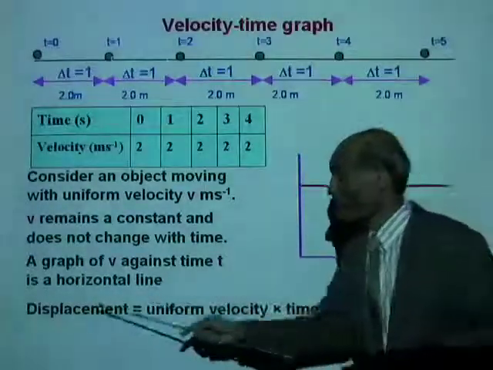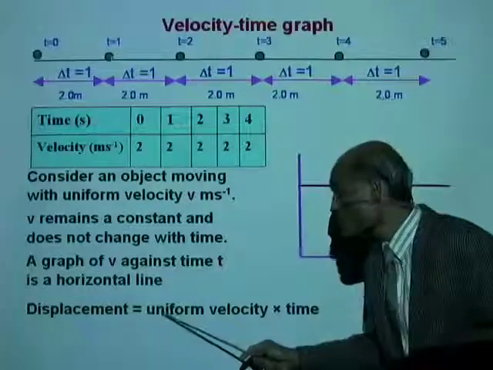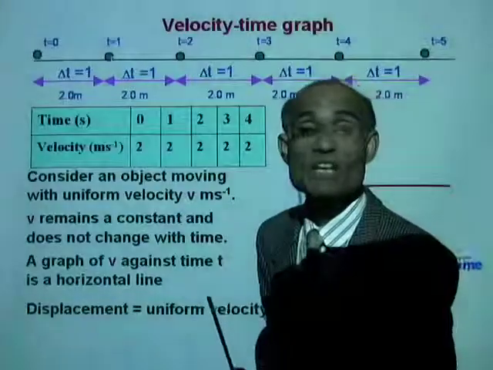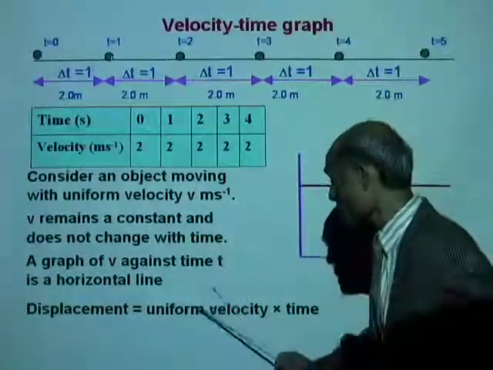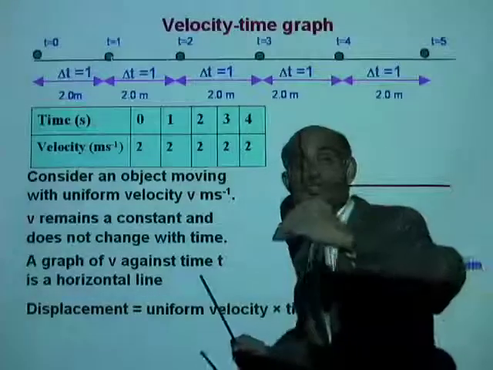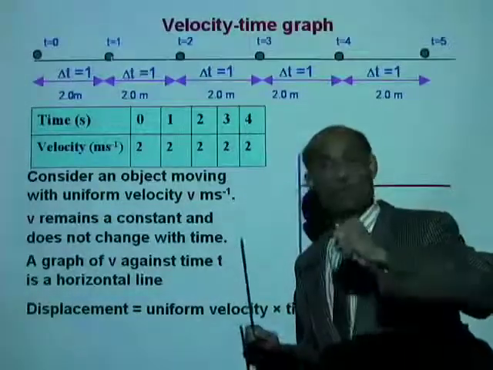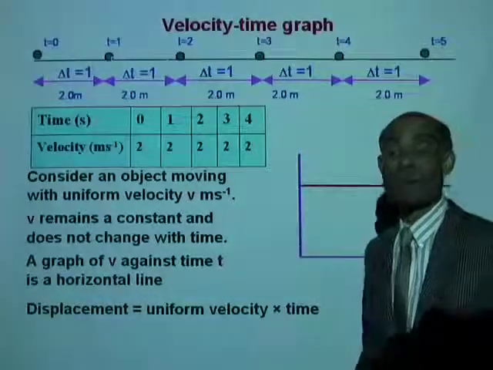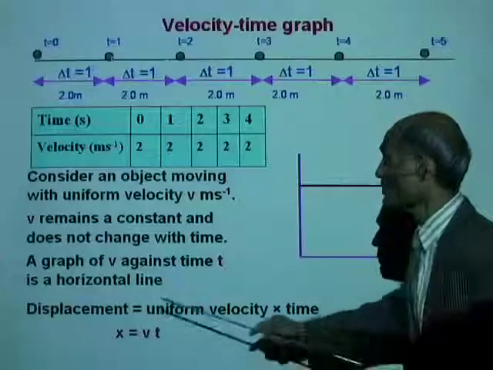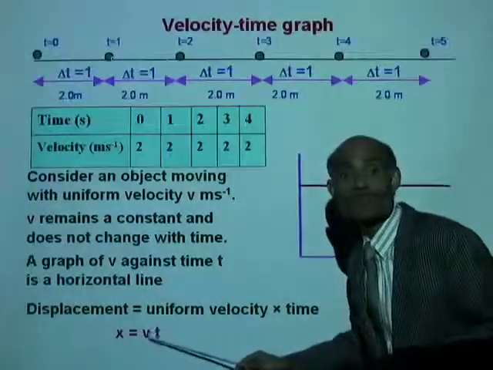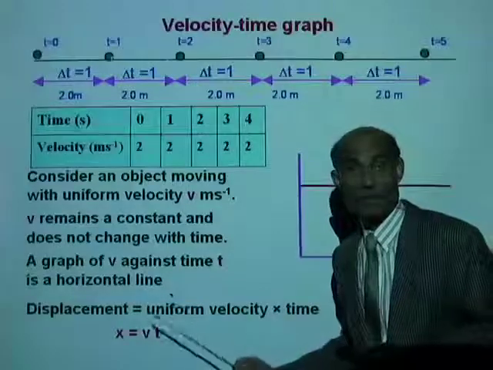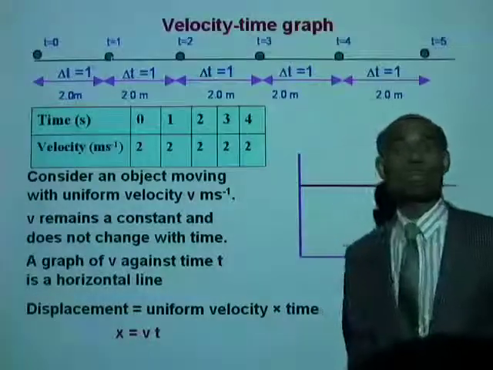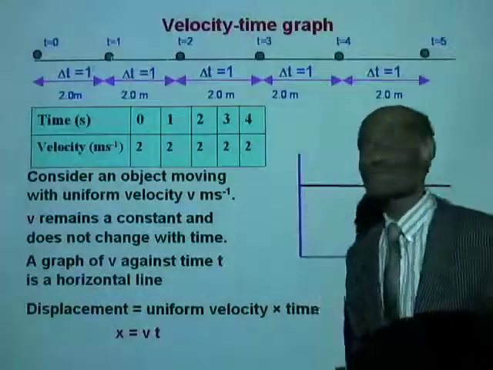Now, you know that displacement equals uniform velocity multiplied by time. That does not need any explanation. Velocity is the rate at which the displacement occurs. Therefore, displacement will be uniform velocity multiplied by time. Now, that is x equals v times t. Is that right? If v equals x over t, then x equals v multiplied by t.